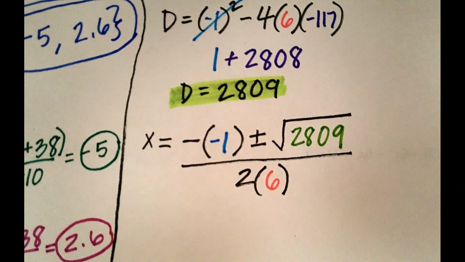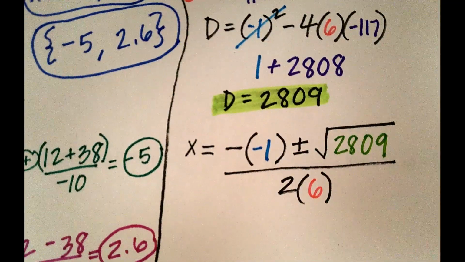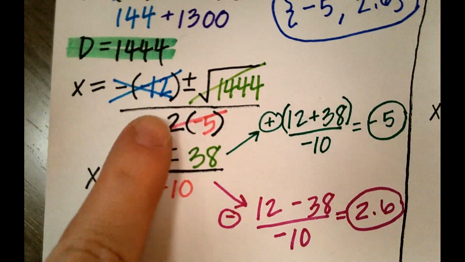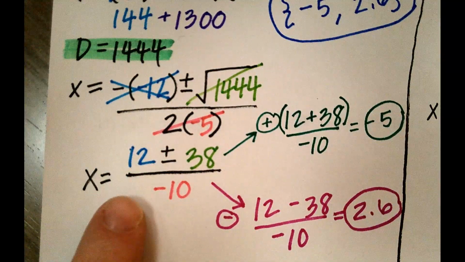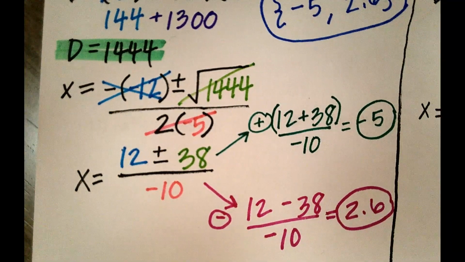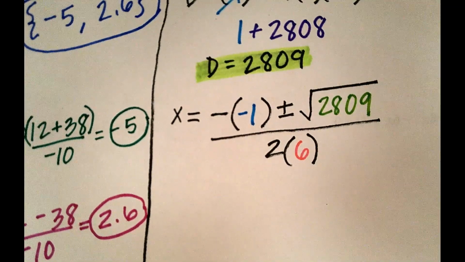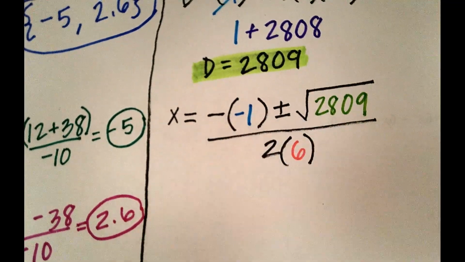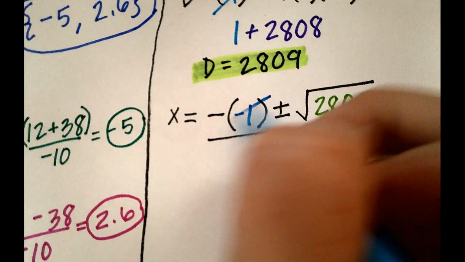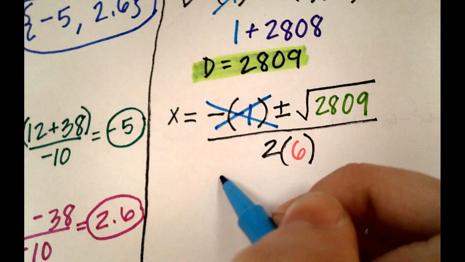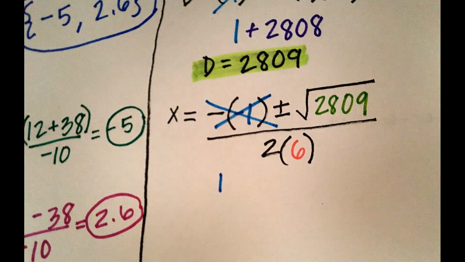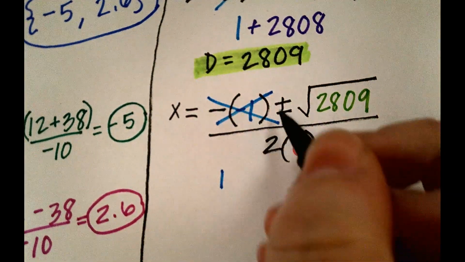Everything is plugged in. Where do we go from here? Break it into 2 separate problems. Almost. What's the last problem? We had that where we plugged it in. We did something before we split it. Gotta do the negative on the outside, the -1, and it'll be +1. Yes, we want to simplify these 3 things here. -1 is +1. And then the square root of 2,809 is gonna be 53.